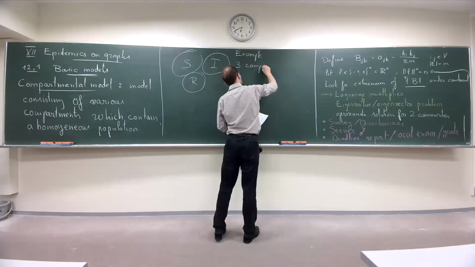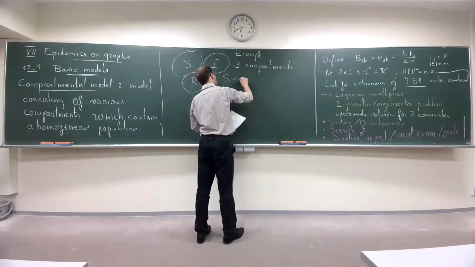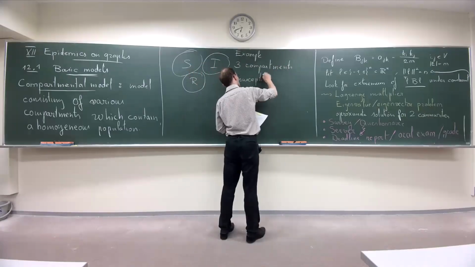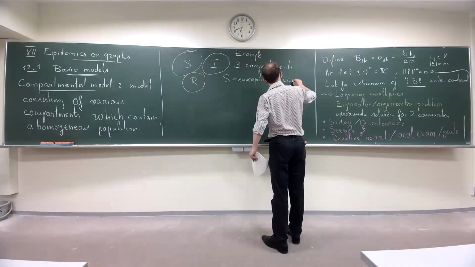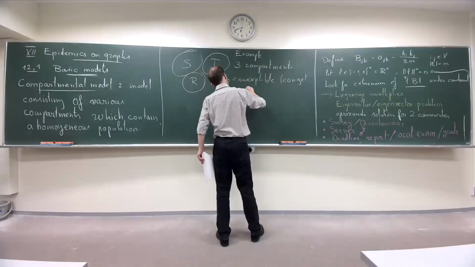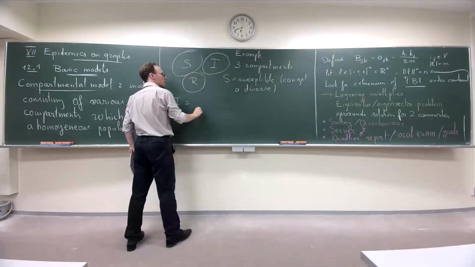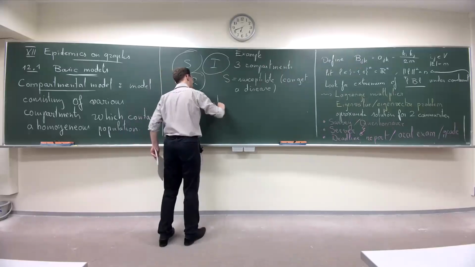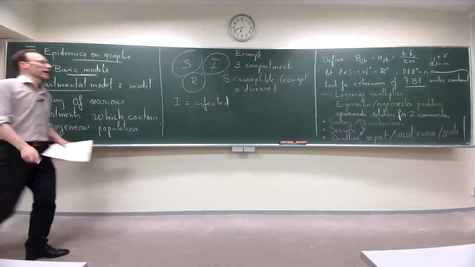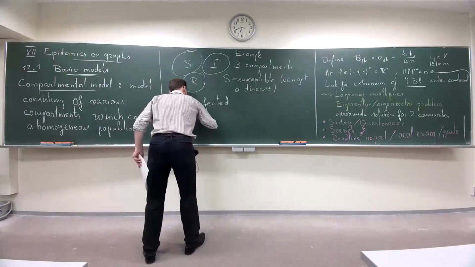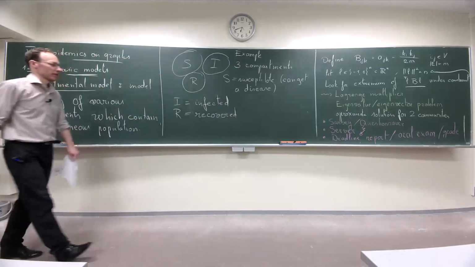You have three compartments. S is for susceptible. This person can get a disease. Then you have the I, which are the infected. And R is for those who have recovered. These names, SIR, are standard, they're not from me.